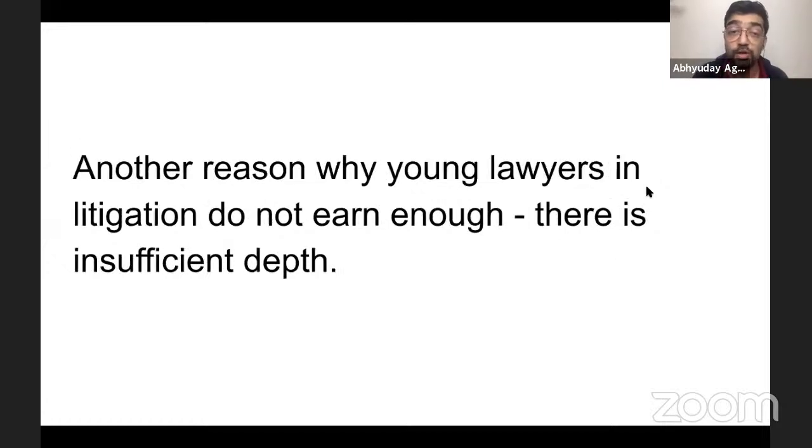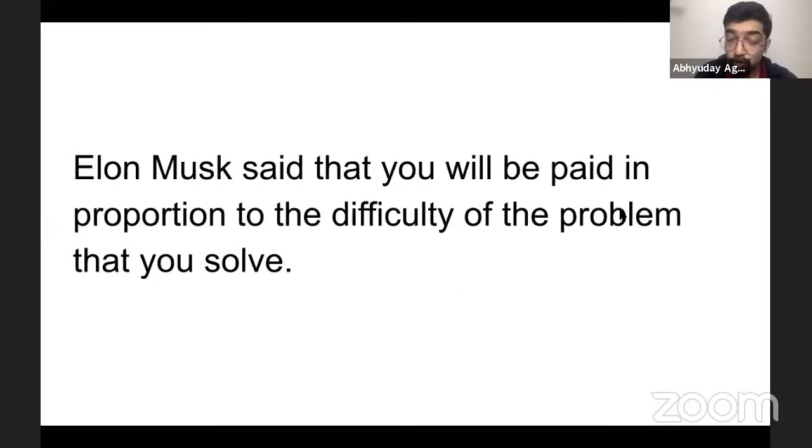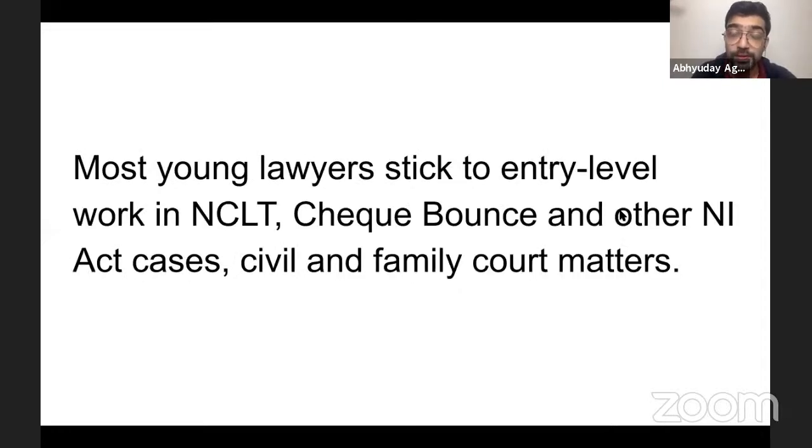Now, the reason why young lawyers are not able to earn enough in litigation is because there is insufficient depth. Most young lawyers stick to entry-level work in NCLT, cheque bounce cases, other NI Act cases, civil and family court matters. Now, do you agree with this part? Have you seen people in your network who are sticking to this and then they hit a barrier? A barrier they are not able to cross.